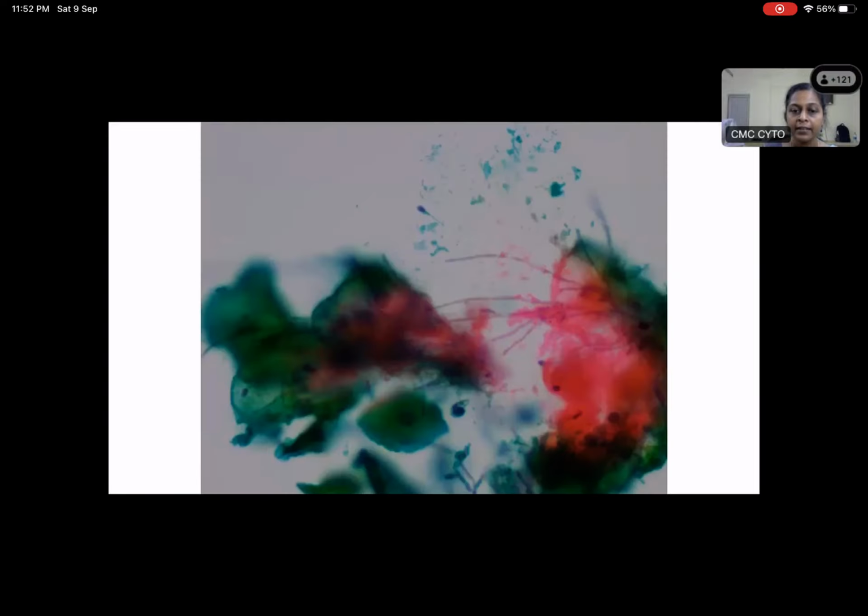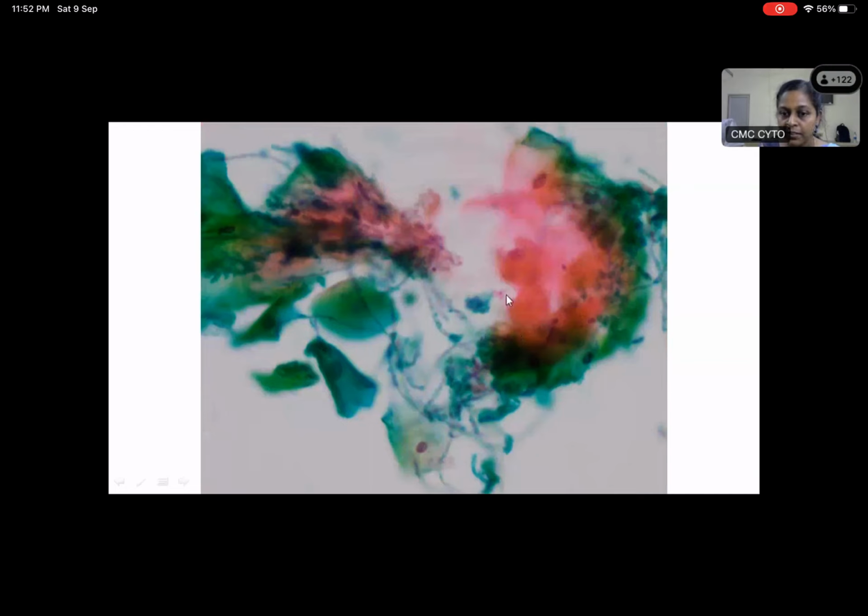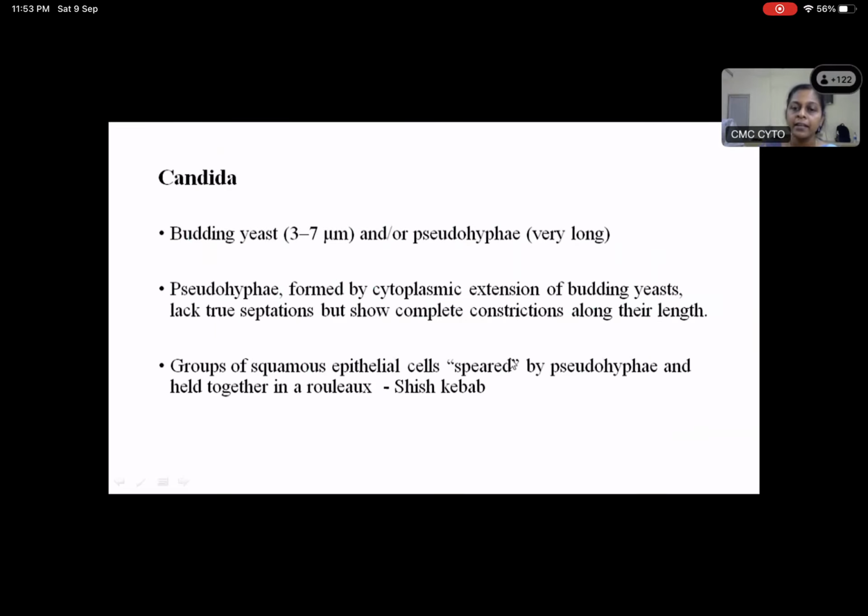Third one is candidiasis. You can see these are actually the pseudohyphae. Pseudohyphae of candidiasis can be seen here. And in this picture, you can see the spores. So these are the spores of candidiasis. Spores and pseudohyphae. Here again, you can see the spores, and these are the pseudohyphae. So they're typically budding yeasts or pseudohyphae.